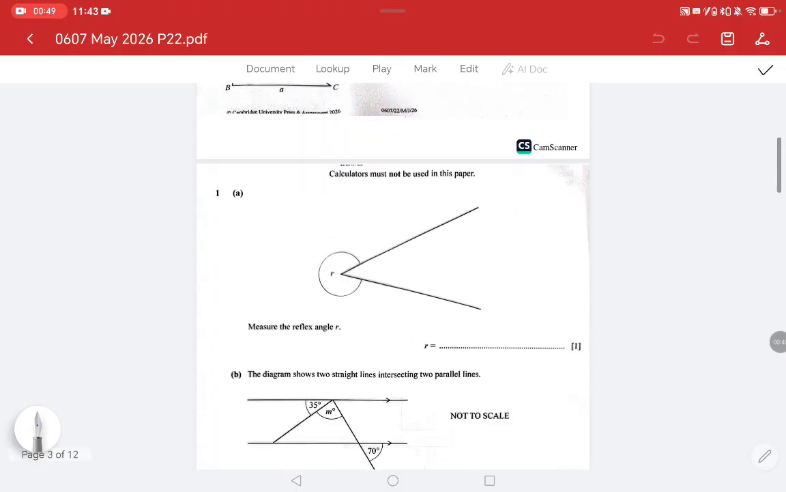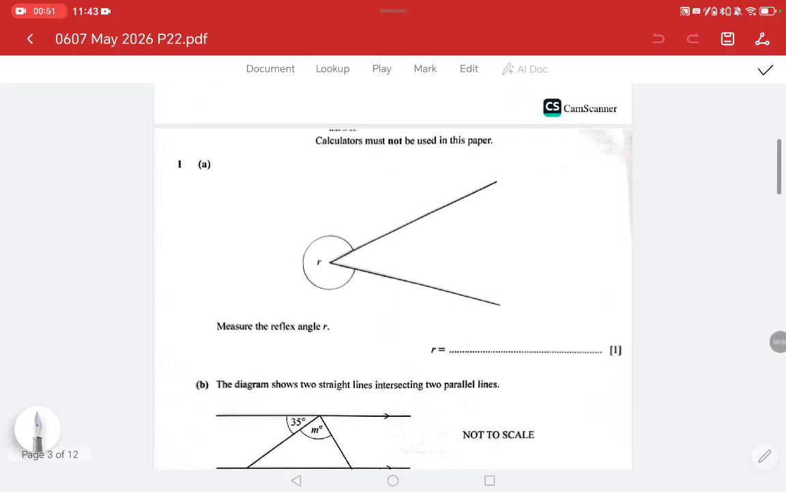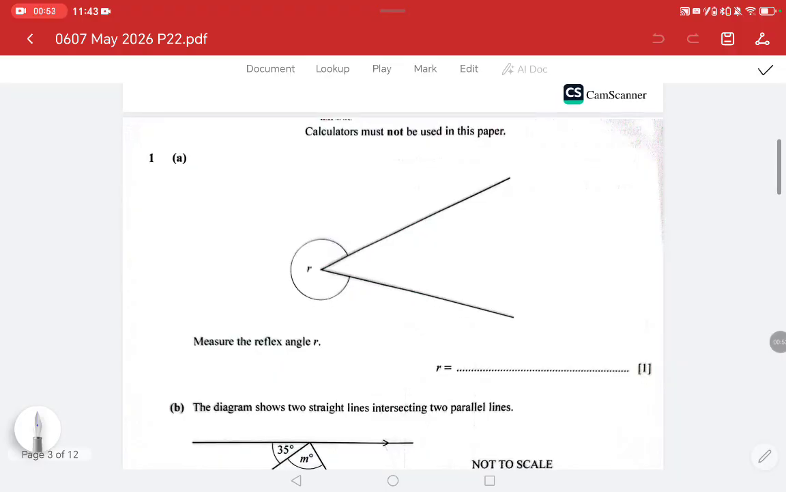Question 1. Question 1a, measure the reflex angle R. As you know, here it's measure. Measure means you have to use your protractor. Find means you have to make some calculations. But measure means you must use your protractor. So to make it easy for yourself, measure this angle first.